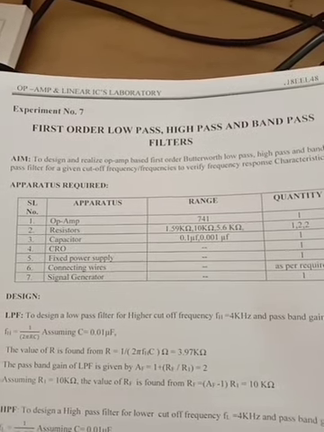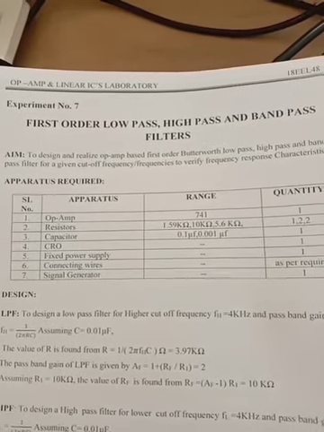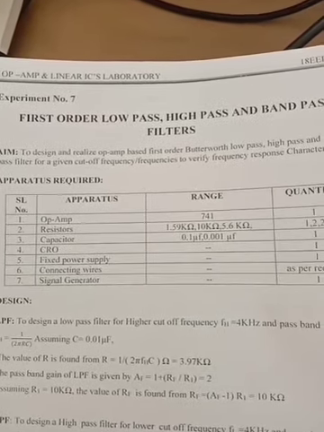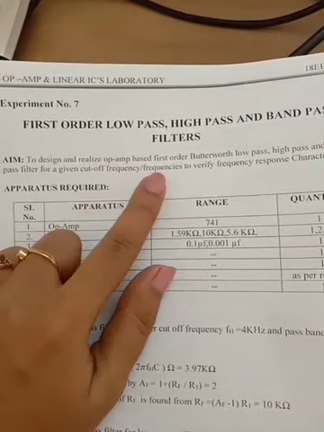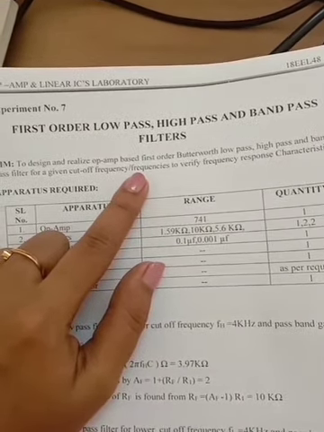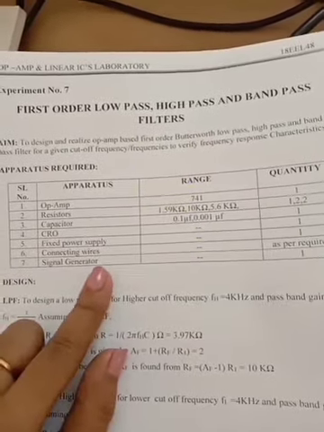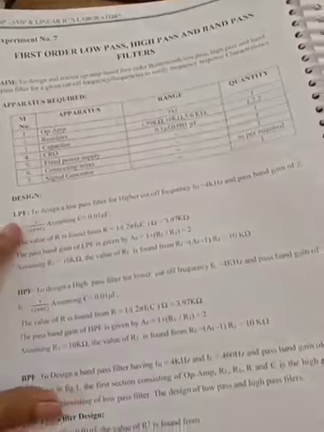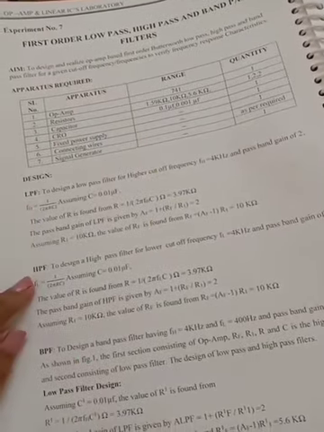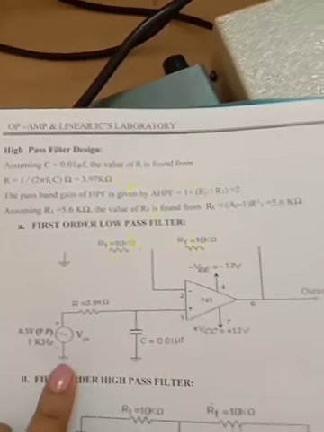Experiment number 7: first order low pass, high pass and band pass filter. The main aim of the experiment is to design and realize op-amp based first order Butterworth low pass, high pass and band pass filters. These are the required components, and the design values are given for the low pass, high pass and band pass filters, and the circuit is connected like this.